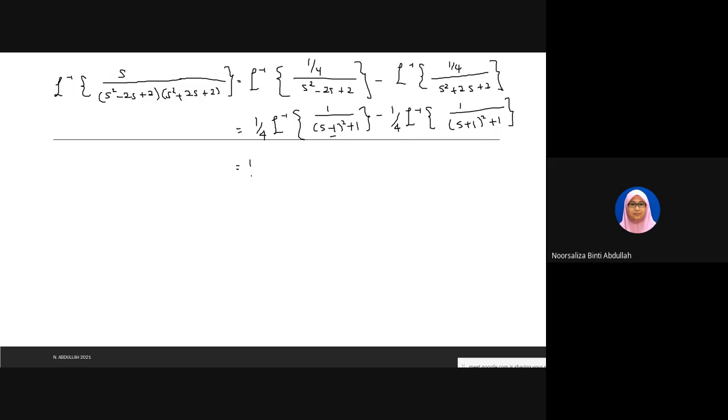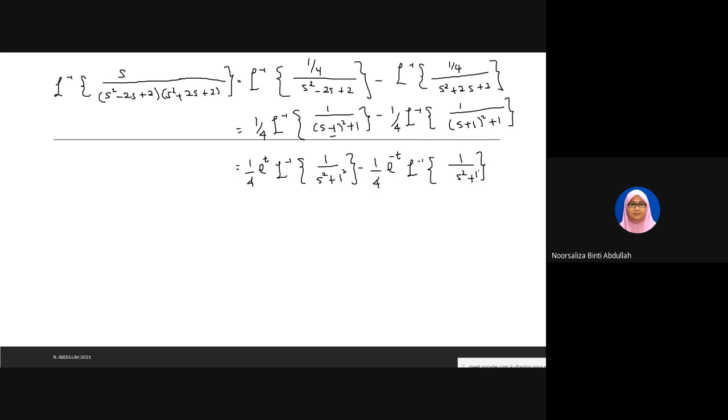Then dekat sini 1/4 exponent T. Then inverse 1/s square plus 1. 1 is actually 1 square lah kan? Okay, minus with 1/4 exponent. Here is s plus 1. Then here will be a exponent minus t. Okay, you can get the inverse for 1/s square plus 1.